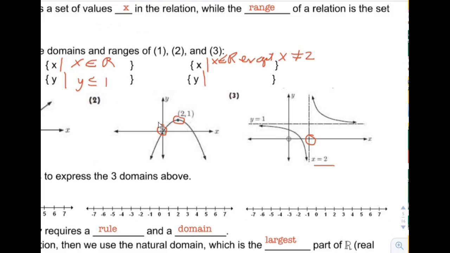Y values, all y values except for this y value. Y is not equal to 1. So y is all real numbers except y is not equal to 1. Okay.